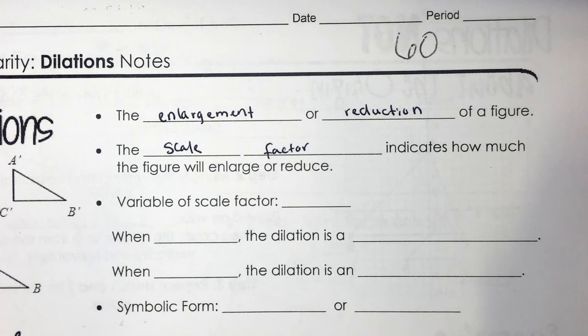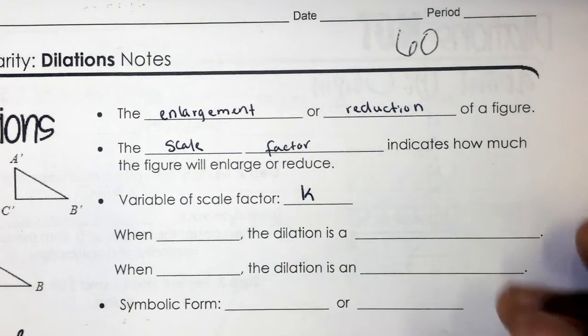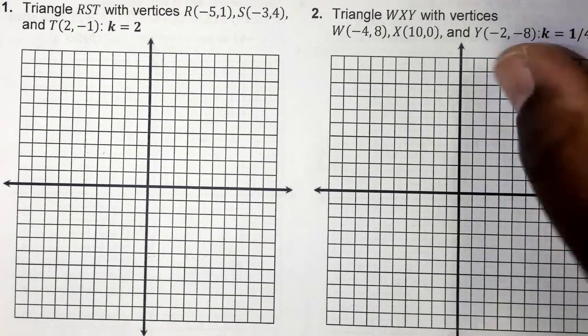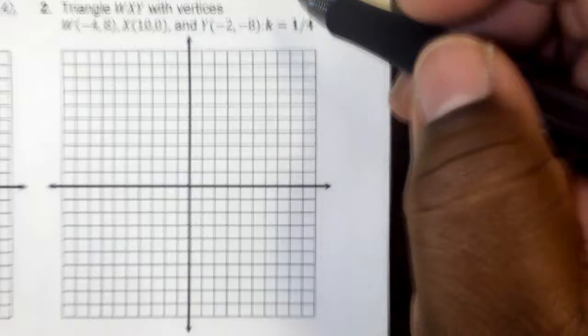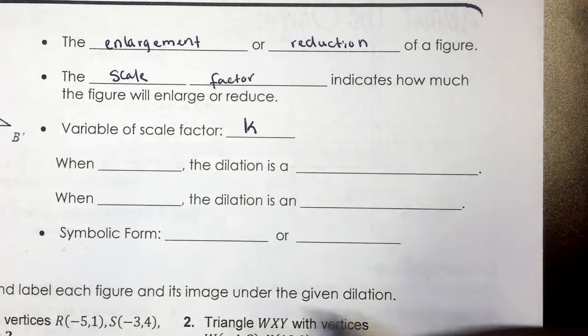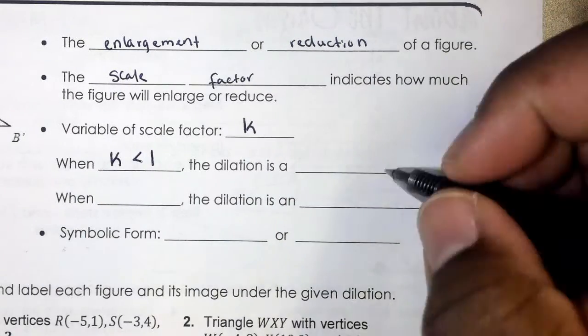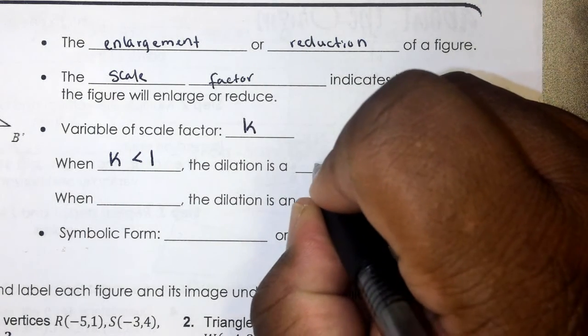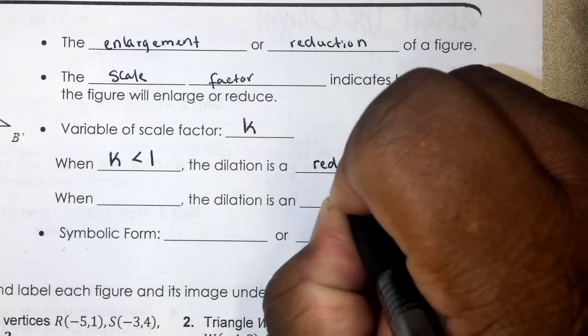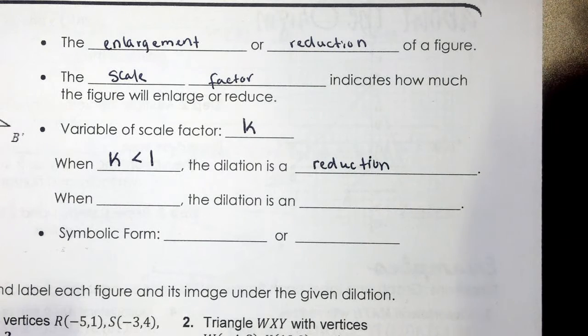The variable for scale factor is the lowercase k, and just so you can see it, it's down here in your examples. K equals 2, that's my scale factor. K equals 1 over 4, that's my scale factor. When k, which is my scale factor, is less than 1, then the dilation is a reduction. If my scale factor is less than 1, then my dilation is a reduction.